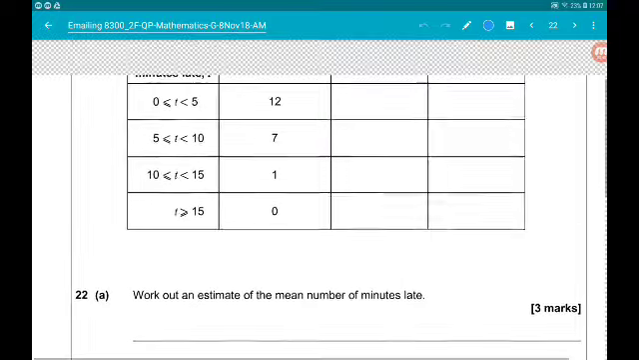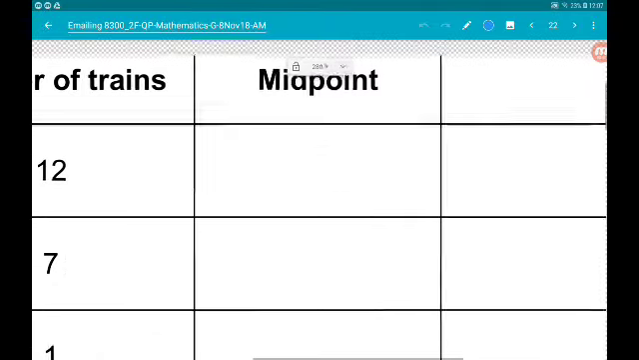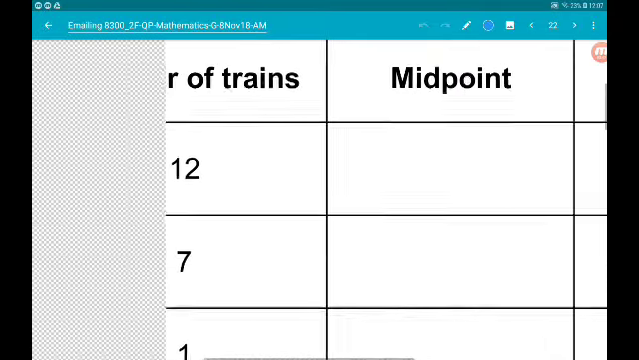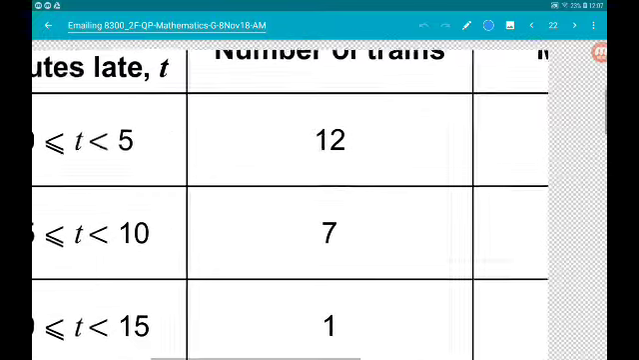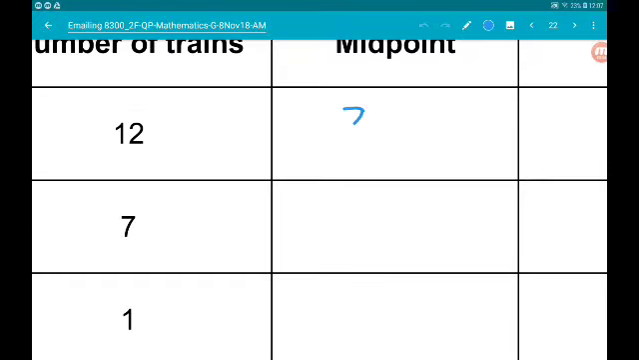Okay, so they've told us what to do here. They want the midpoint, which we need. So the midpoint of 0 to 5 is 2.5. The reason we take the midpoint of each interval is it's an estimate of the mean time in that interval. What we're then going to do is multiply these by the number of trains, which is going to give us an estimate of the total minutes late for each interval. And then once we've got there, I'll explain the rest.